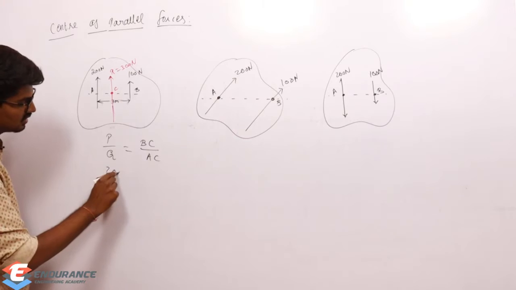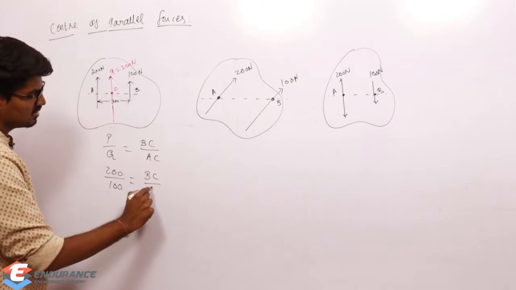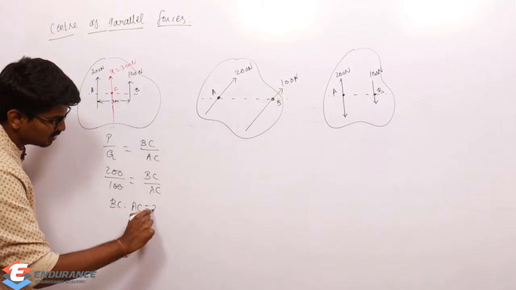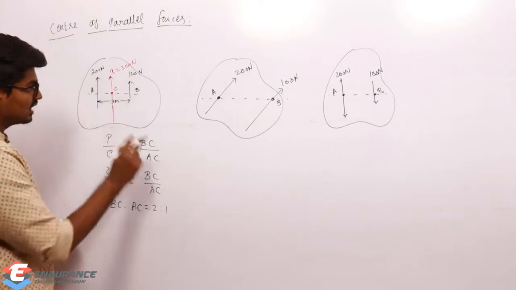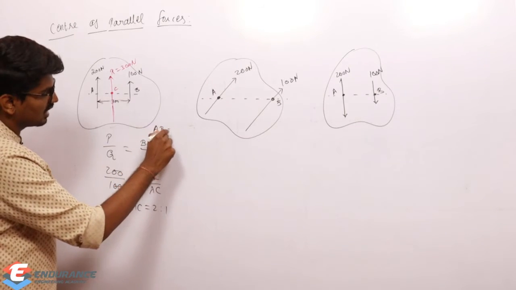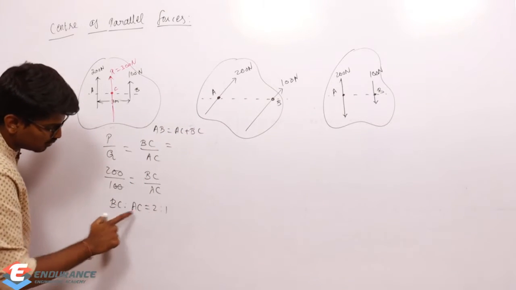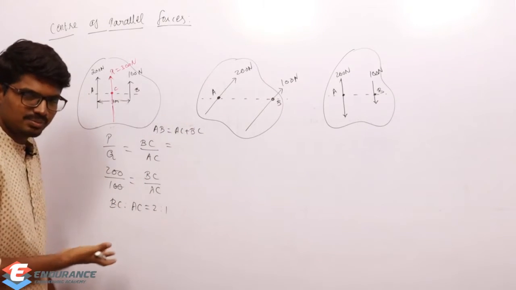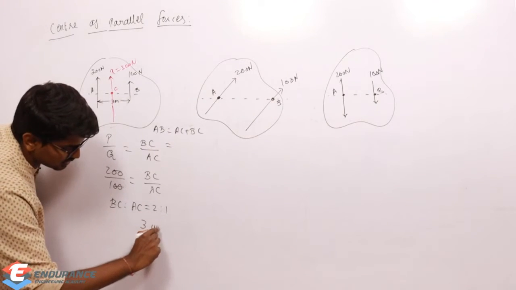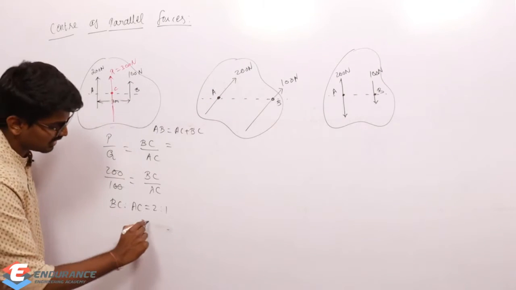P is 200 Newton and Q is 100 Newton, and BC is not known, AC is not known, so let it be BC by AC. So 2 is to 1. So BC is to AC is equal to 2 is to 1. So the ratio is 2 is to 1. The given AB distance is 3 meter. Okay, AB is what? AB is AC plus BC, right? So this is from basic aptitude only, right? So the total units was 3 units. Let me just take it as 3K.